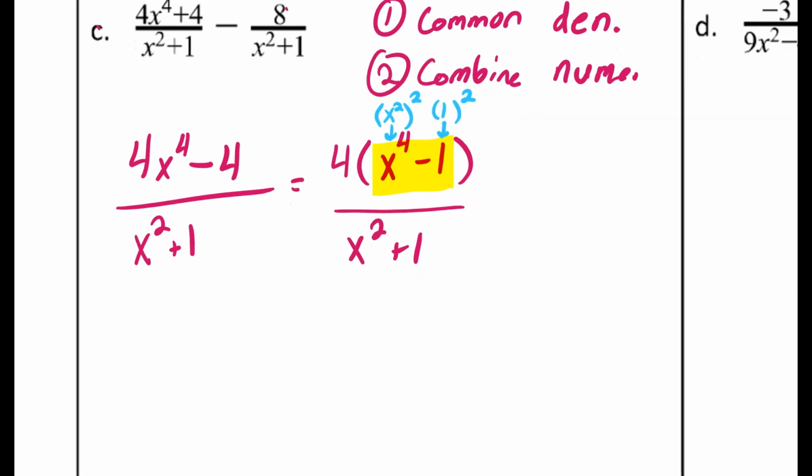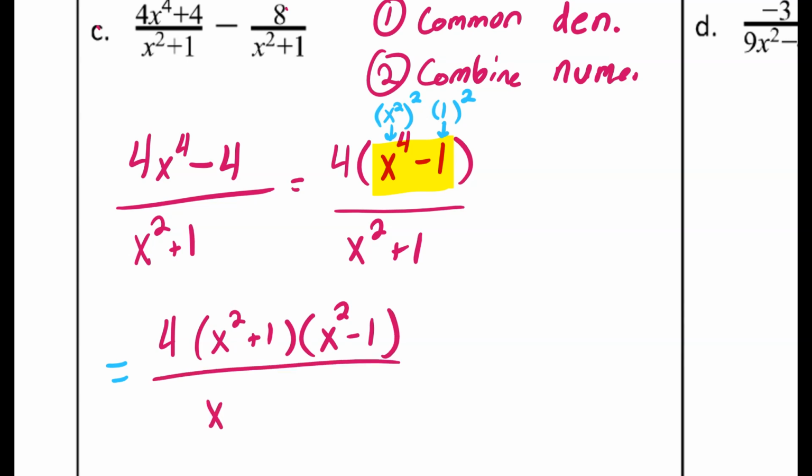So I could factor that numerator even further to be 4 times x squared plus 1 times x squared minus 1. And I notice I still have a difference of 2 squares in this x squared minus 1, but it's not going to matter for this case, so I'll stop there.